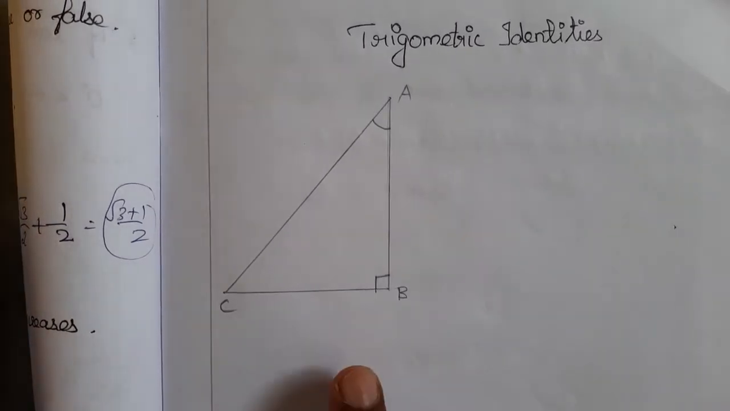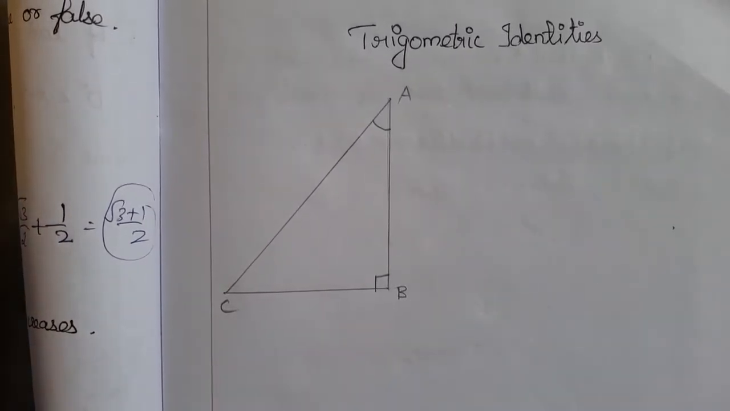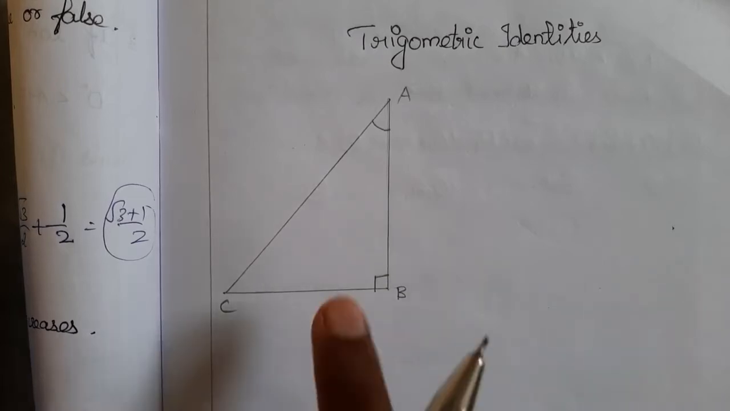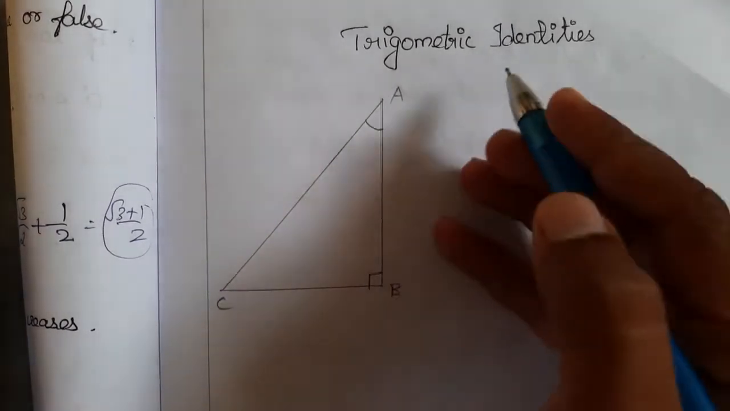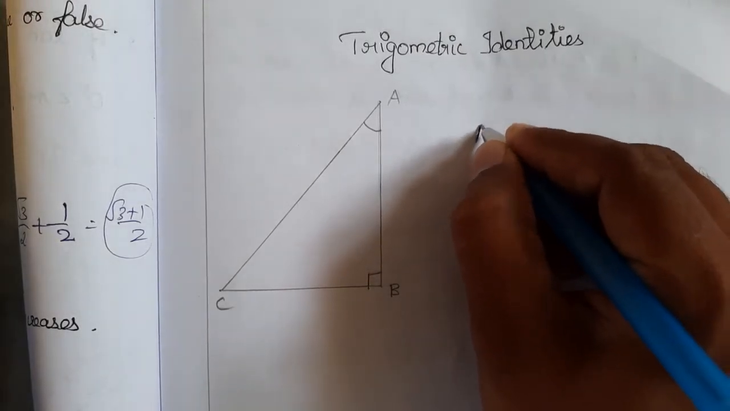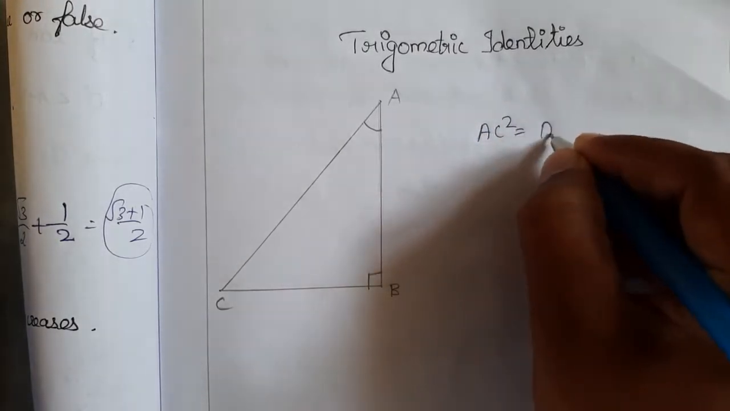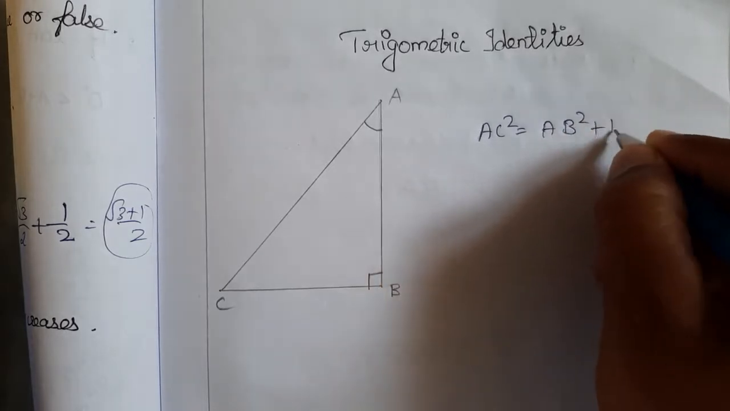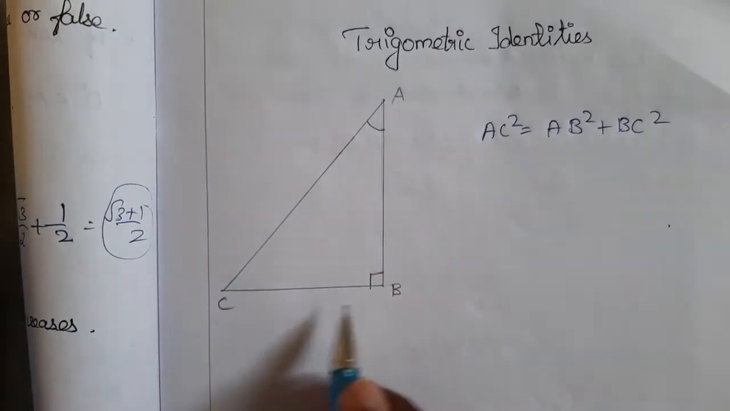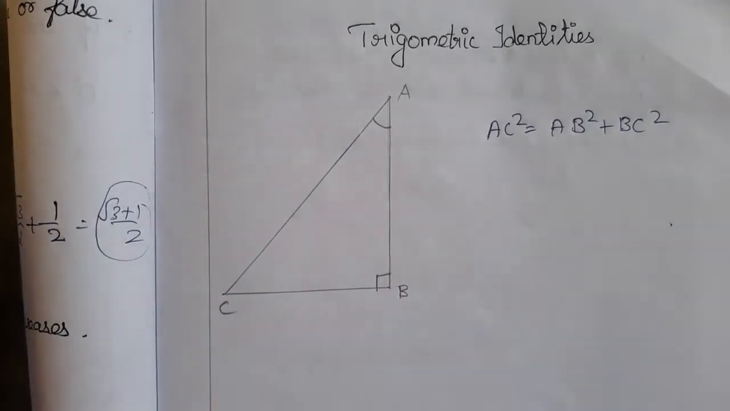So right angle triangle, we know that the Pythagoras theorem applies: the square of the hypotenuse side is equal to the sum of the squares of the other two sides, right? The same thing we are going to start with. AC square is equal to AB square plus BC square, right? So AC is the hypotenuse, and its square is equal to the sum of the squares of the other two sides.